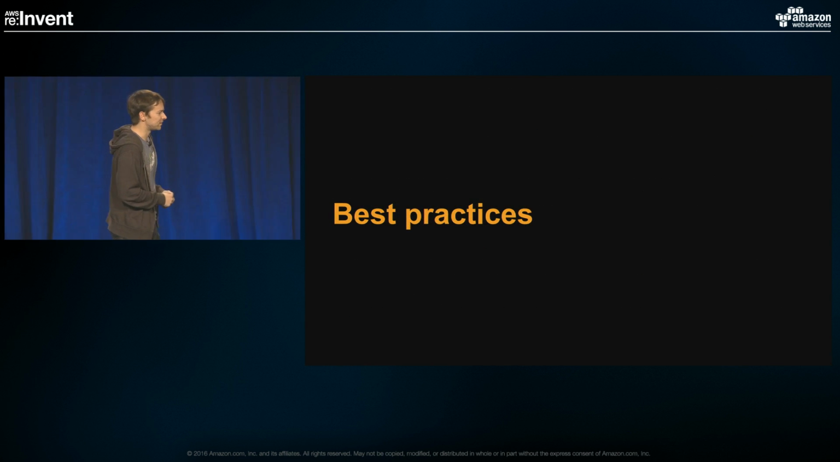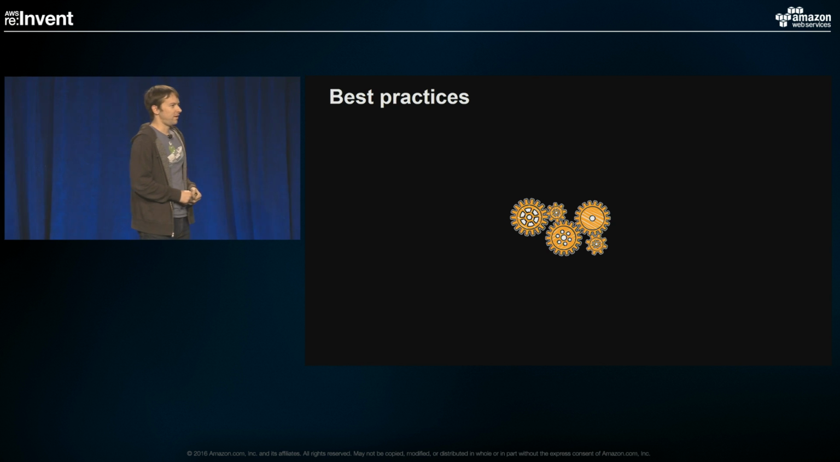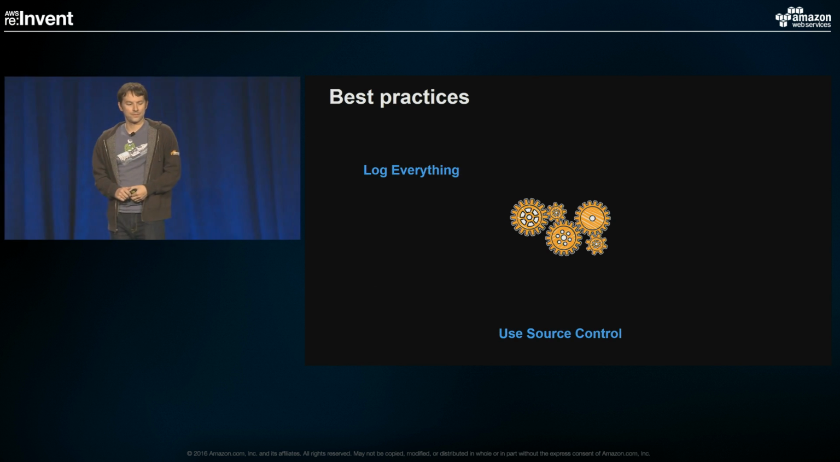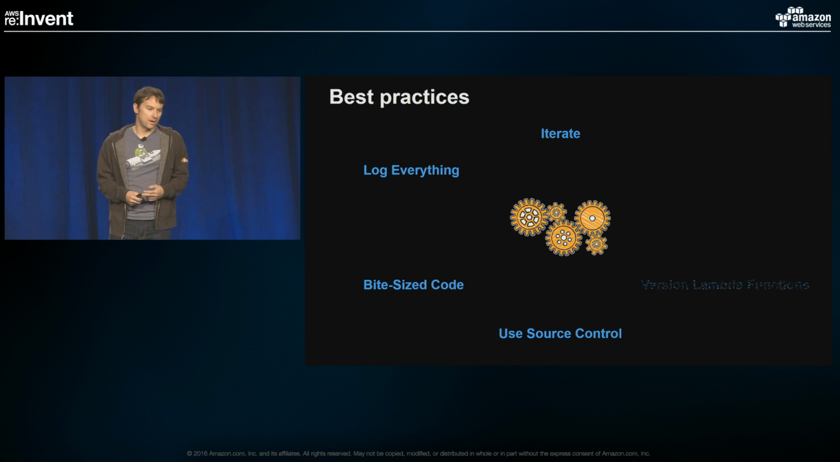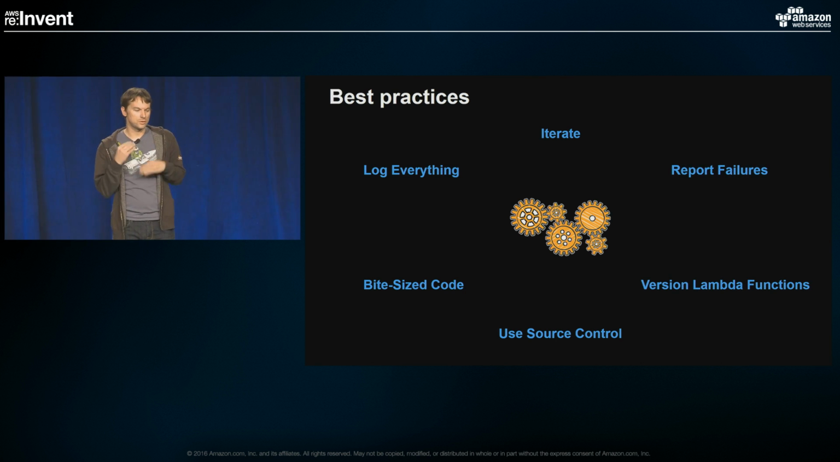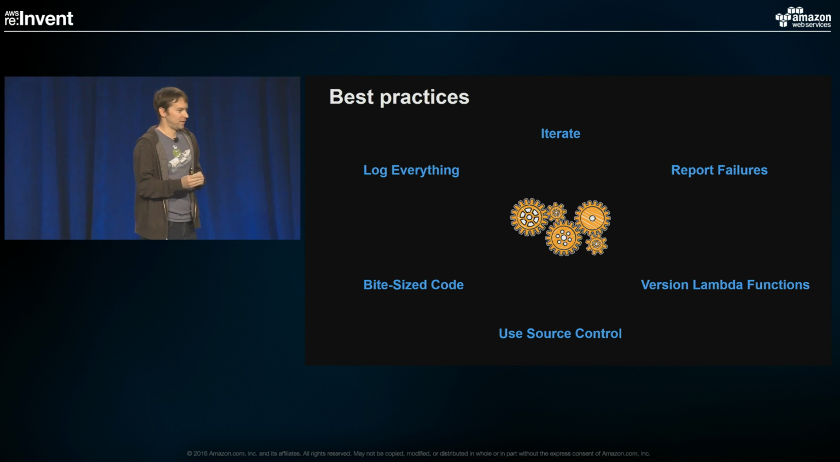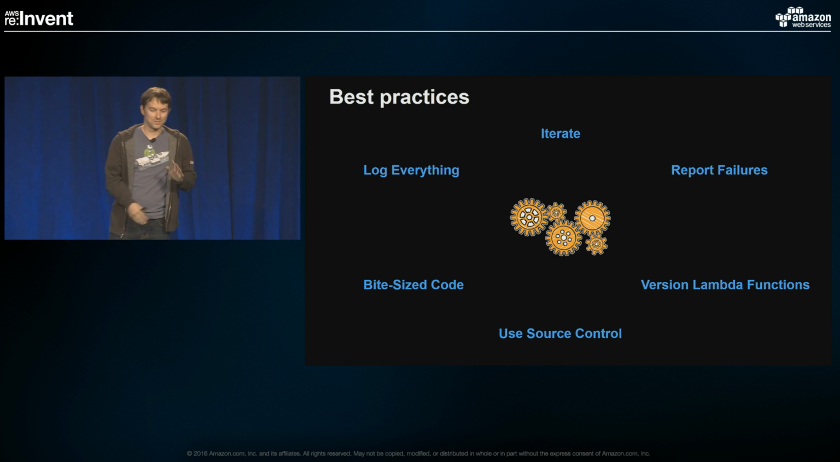So what are the best practices? As I said already, log everything. Use source control. Use small services. And the reason you use small services is that when your engineers quit, it's really easy to consume the smaller services and hire interns. No, I'm teasing.